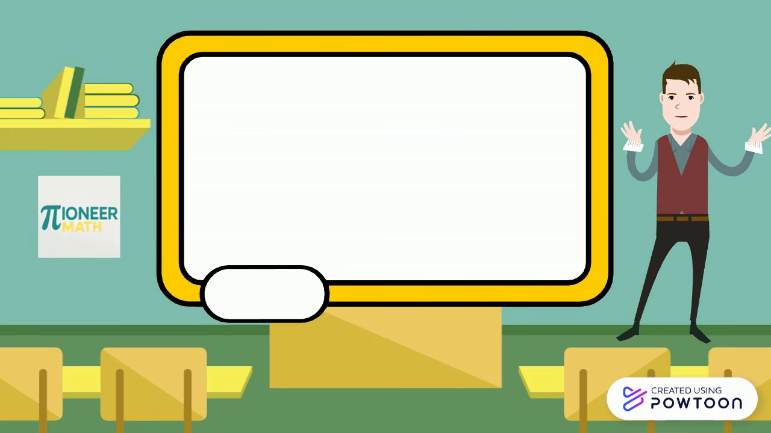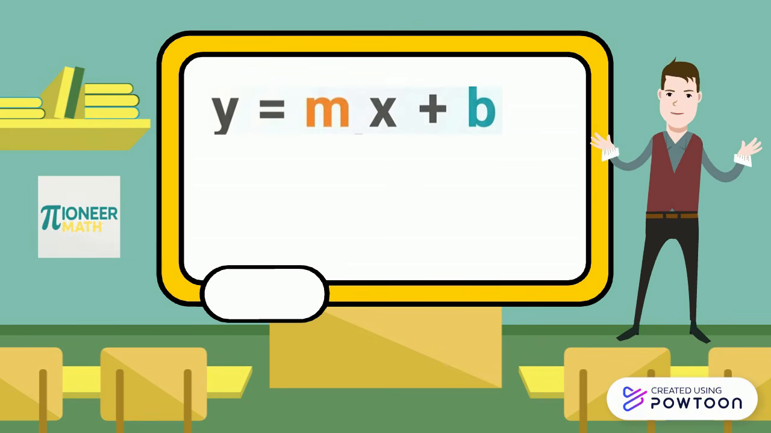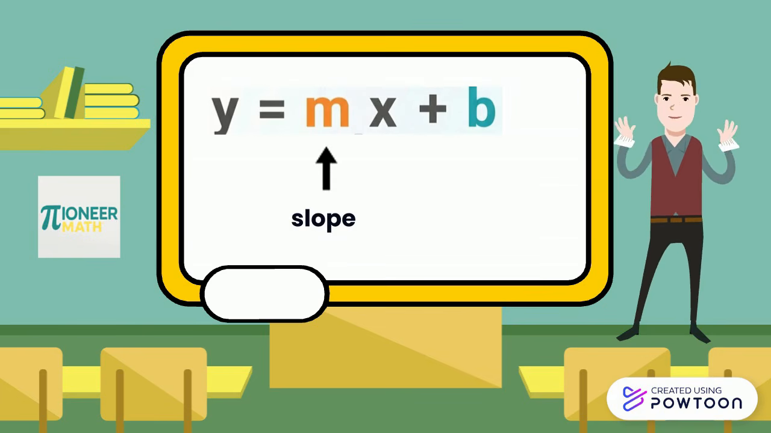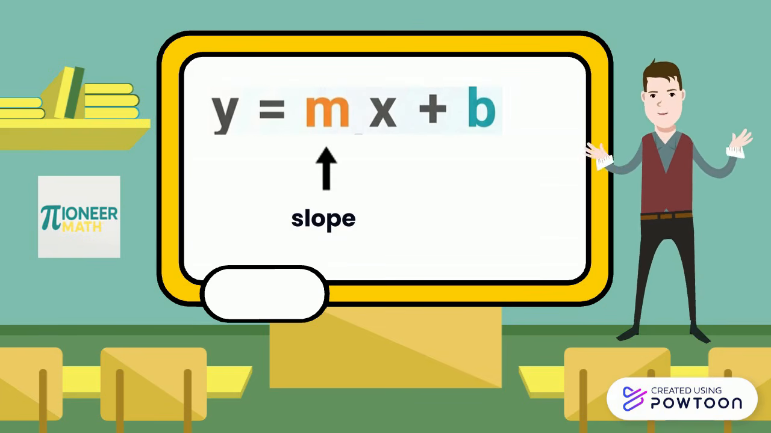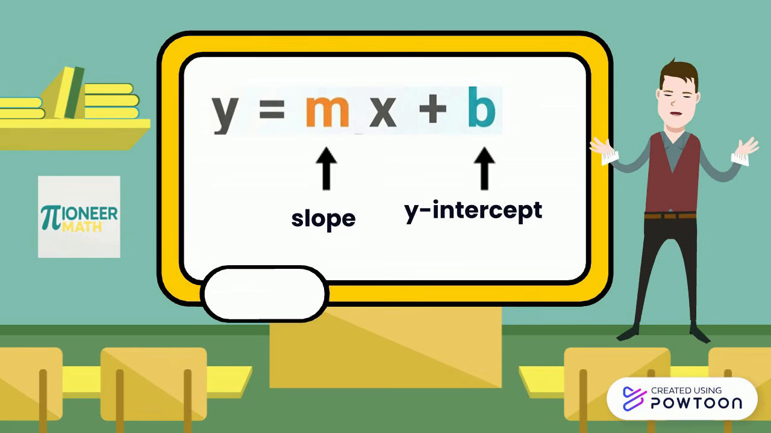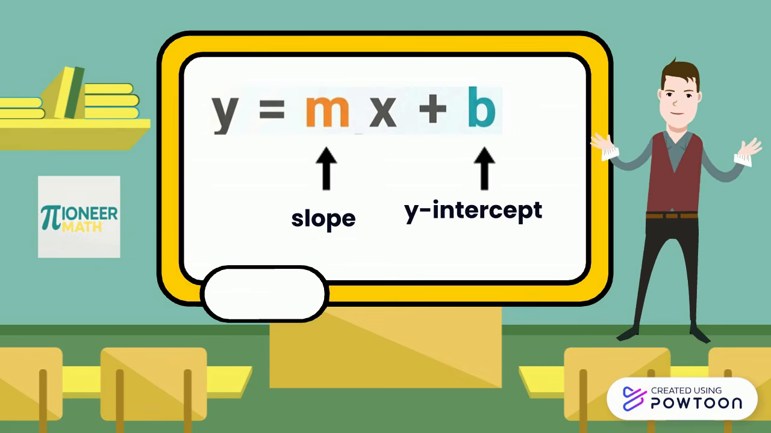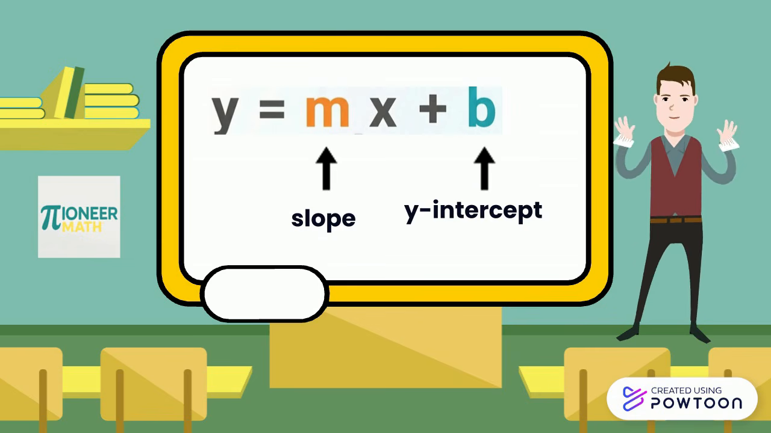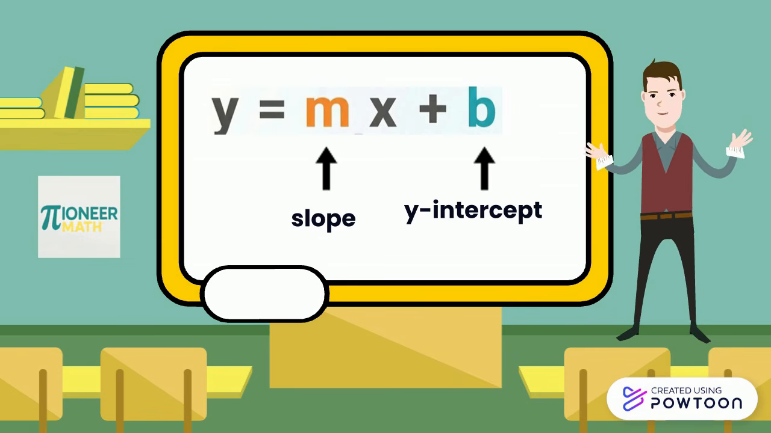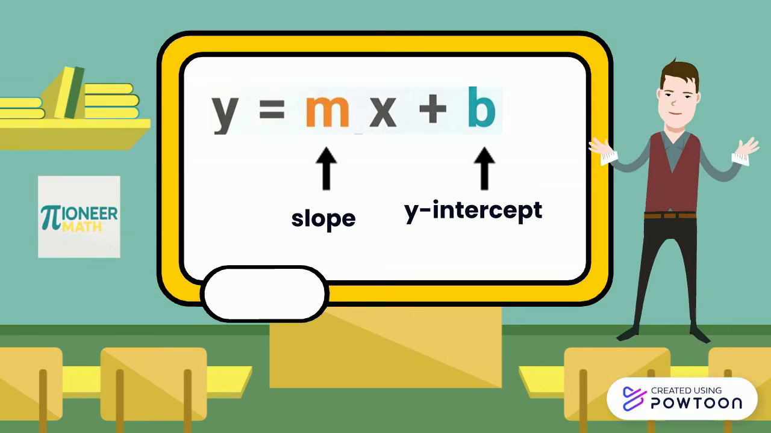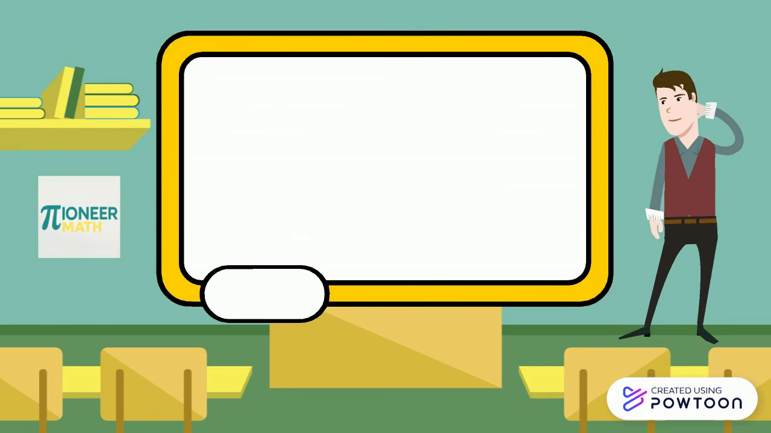Slope-intercept form is represented by the equation y = mx + b. The variable m represents the slope, which tells us the steepness of the line. The variable b represents the y-intercept, which tells us where the line crosses the y-axis. Once we've identified these two pieces, we're ready to graph. The relationship between the slope and the y-intercept helps us to connect an equation to its graph.